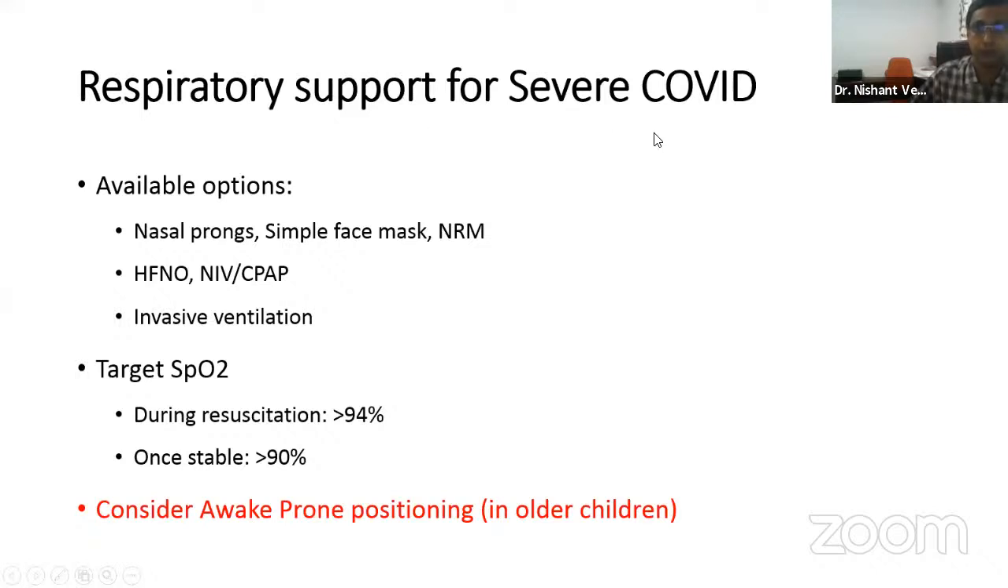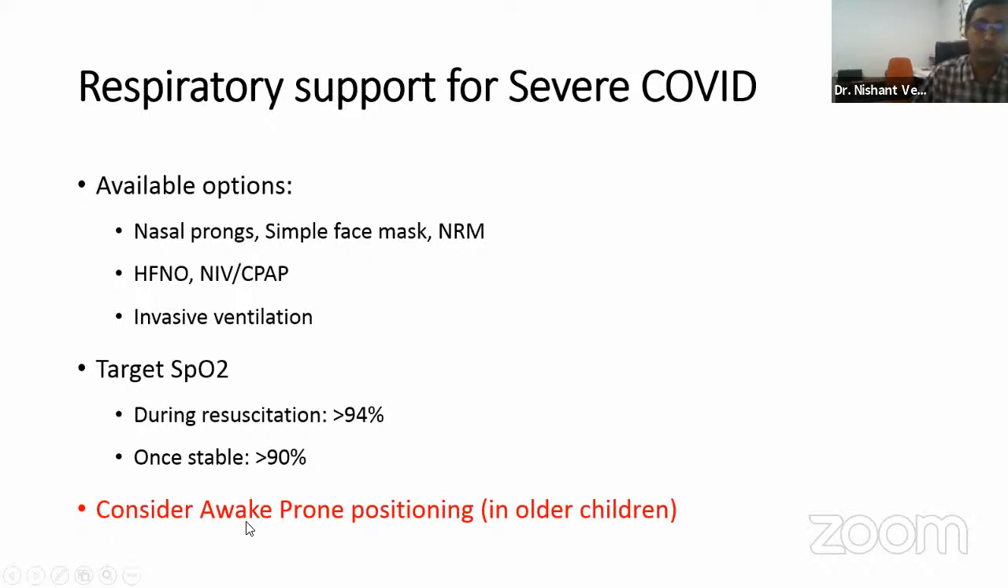Next is respiratory support for severe COVID. The options which are available include nasal prongs, simple face mask, a non-rebreathing mask, HFNO, NIV or CPAP, and invasive mechanical ventilation. So all these have already been discussed on day 2 and day 3 of the present teaching module. The target SpO2 which we want to achieve during resuscitation is more than 90% to 94%, and once the child has stabilized, anything above 90% should be acceptable to us.